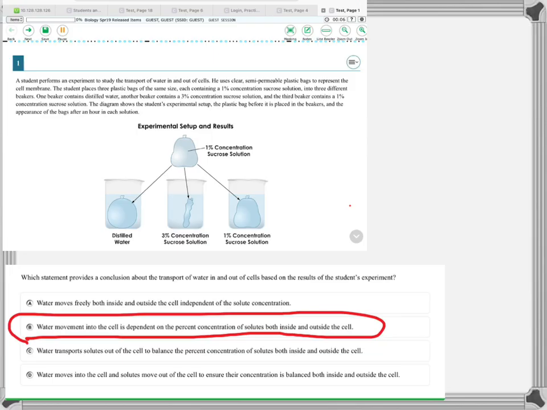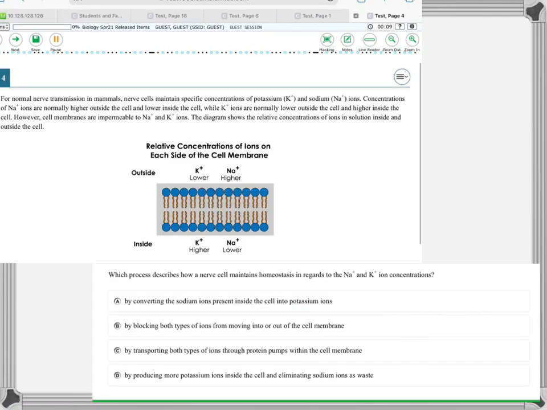Water moves freely both inside and outside the bag independent of solute. That's not what we're seeing. Water transports solutes out of the bag. Nope. This says that the semi-permeable bag, it doesn't say if it's permeable to water and salt, but usually it's just water. Water moves into the bag. No, not viable. It's option B.